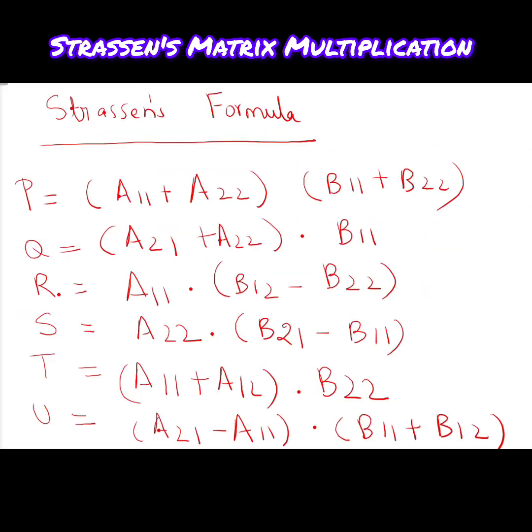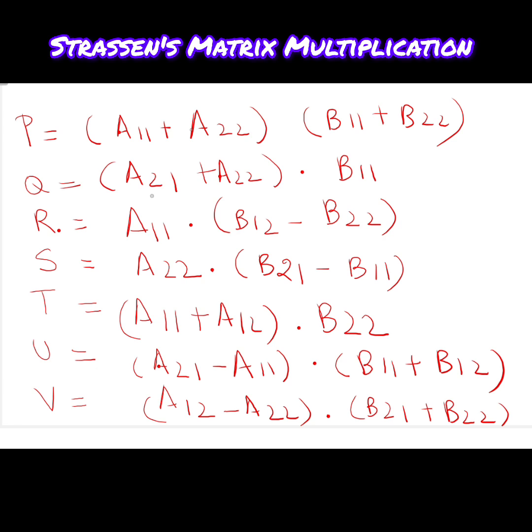Now in the case of Strassen's matrix multiplication, we have a formula. Here Strassen's formulas are there for finding the values of P, Q, R, S, T, U and V. Let me write it here. So A11, A12 and then A21 and A22, and here B11, B12, B21 and B22.